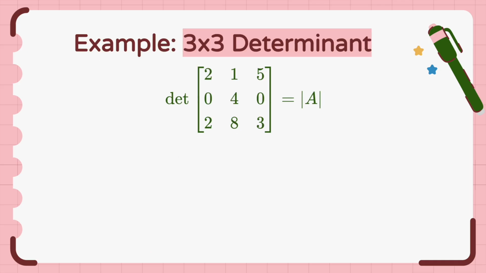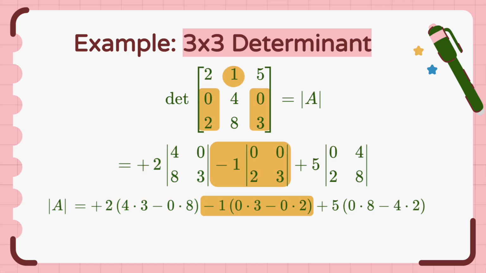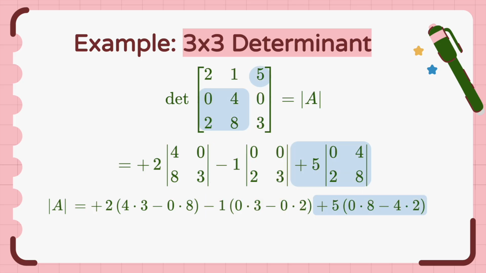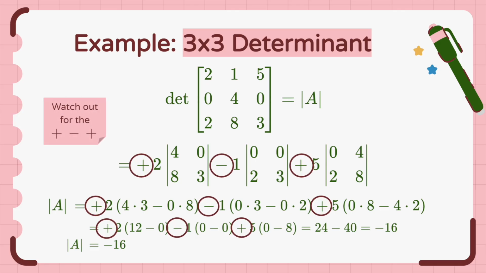Again, let's look at an example for this. Following the same structure as our earlier slide, let's put in the numbers. We start with plus 2 multiplied by the determinant, that's 4 times 3 minus 0 times 8. Then minus 1 multiplied by its smaller determinant, that's 0 times 3 minus 0 times 2. And finally, plus 5 multiplied by the last one, 0 times 8 minus 4 times 2. Now we just work out those multiplications and put it all together to get the determinant of negative 16. Again, just watching out for that plus minus plus pattern.